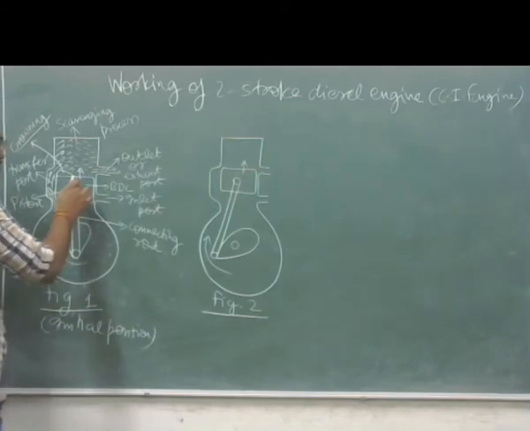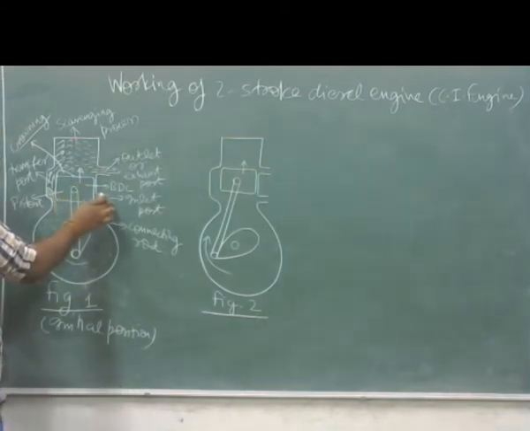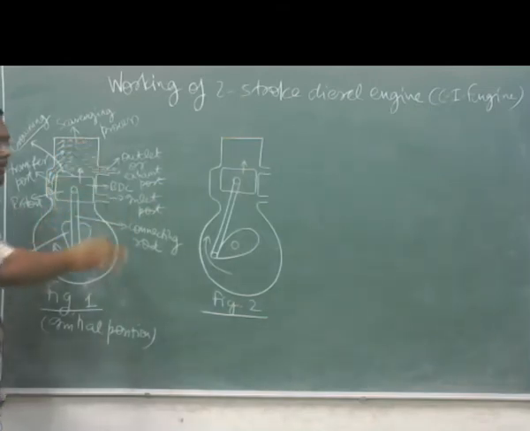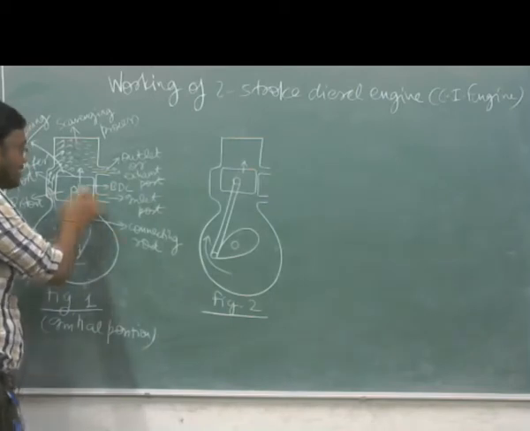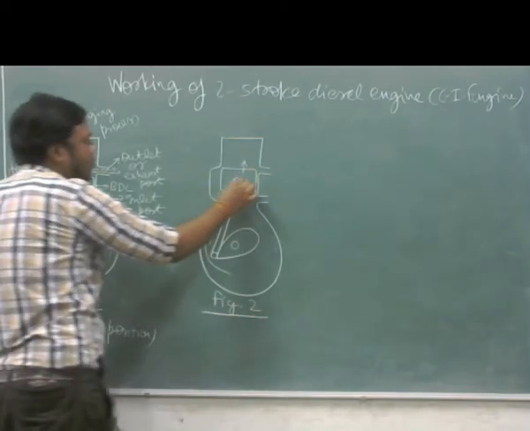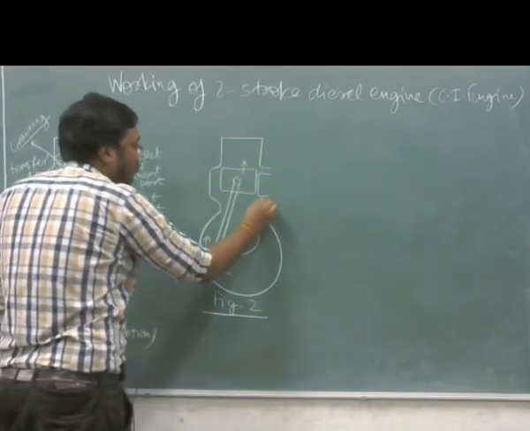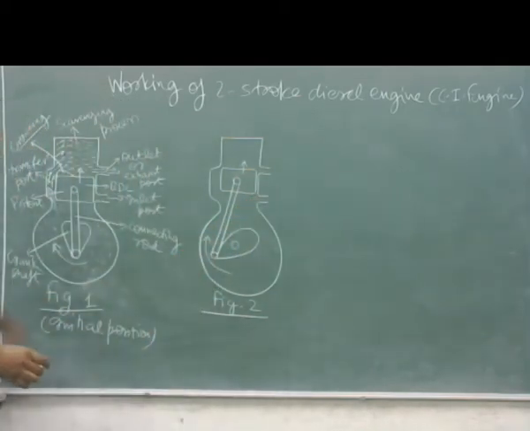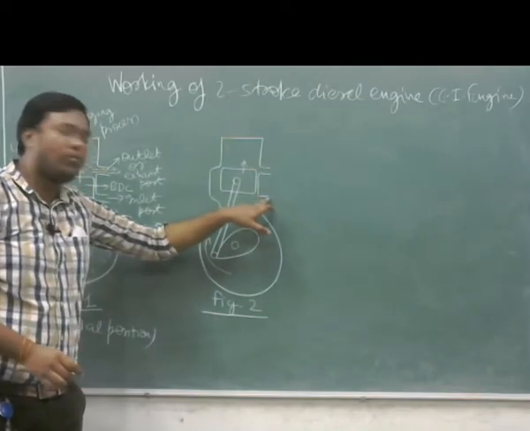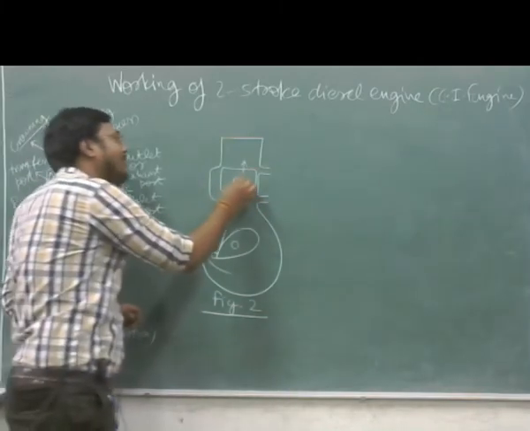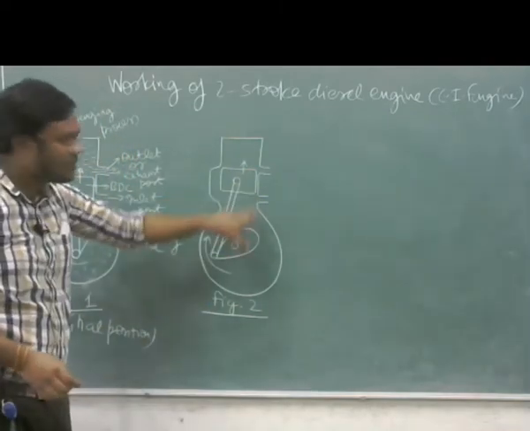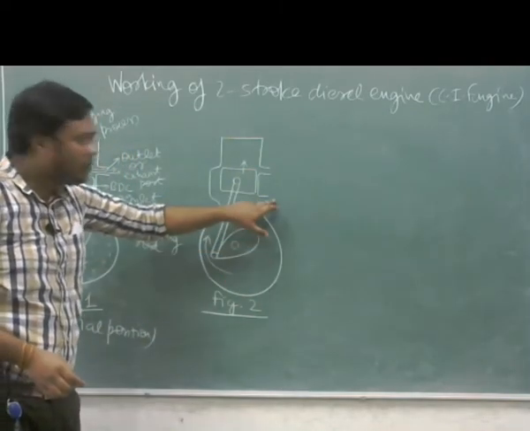When this piston comes in front of this inlet port, this will close. And when this piston moves in the upward direction, this will automatically open. That we can see in this diagram. So when this piston is moving in an upward direction, the inlet port opens. And when the inlet port opens, as the piston is moving upward, suction process takes place below this piston through this inlet port.